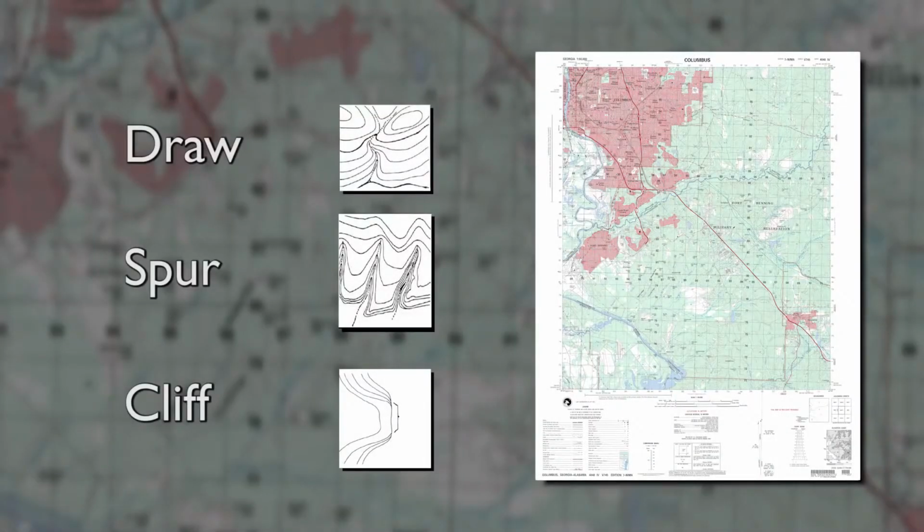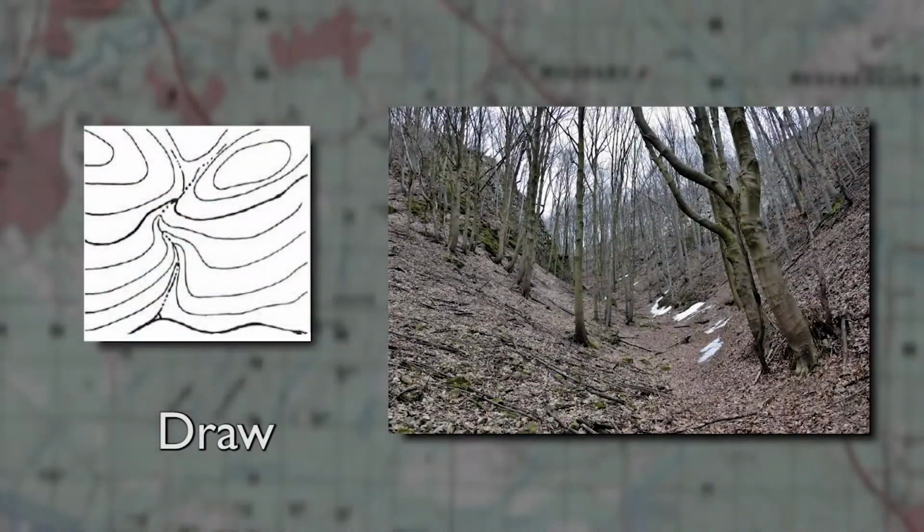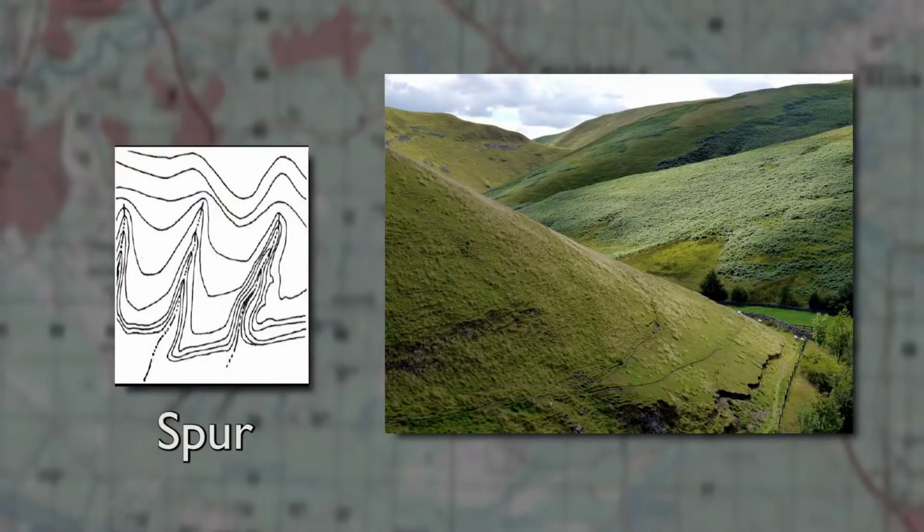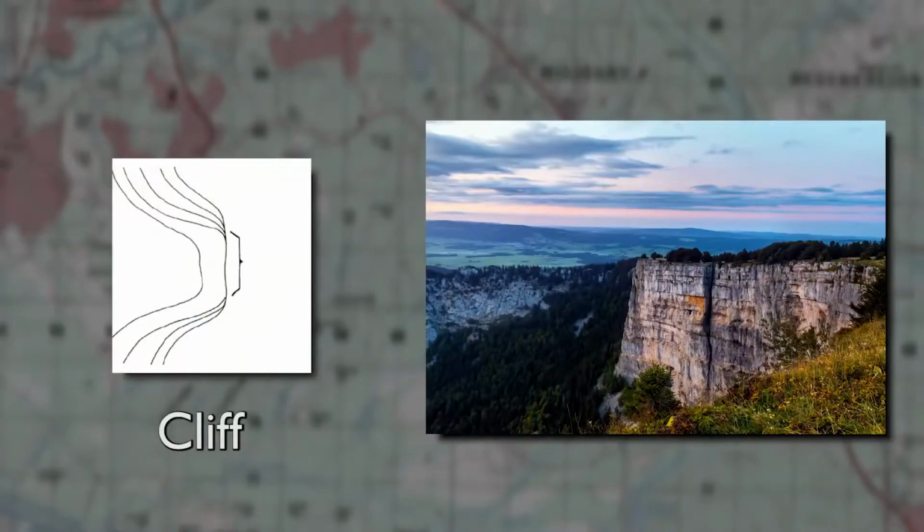There are 3 minor terrain features on a military map: a draw, a spur, and a cliff.